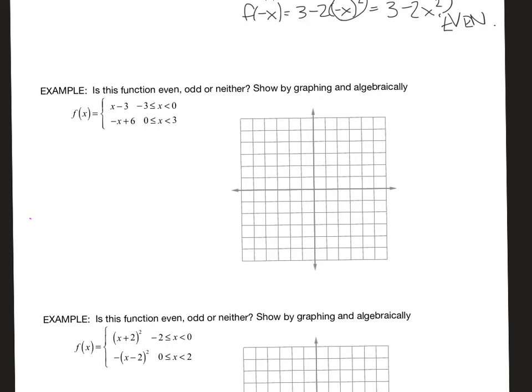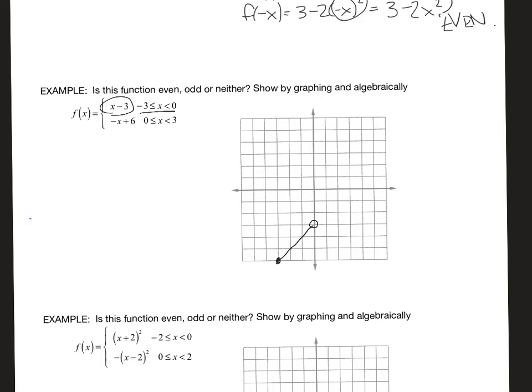Okay, so now we're going to check and see if this thing is even, odd, or neither by doing graphing and algebraic. Okay, so this is a piecewise function, right? Between negative 3 and 0, it's a line. So let's see if I can get that graphed on there fairly accurately. Negative 3. Actually, that should be an open circle because 0 is not included. It has a positive slope. So 1, 2, 3. Pretty sure that's what the first part looks like.